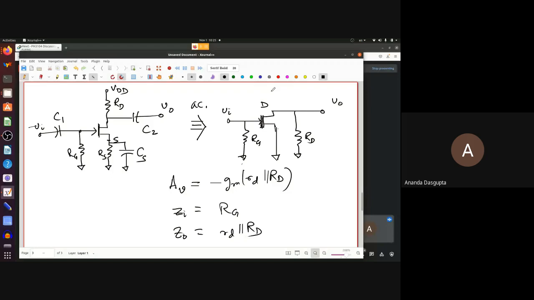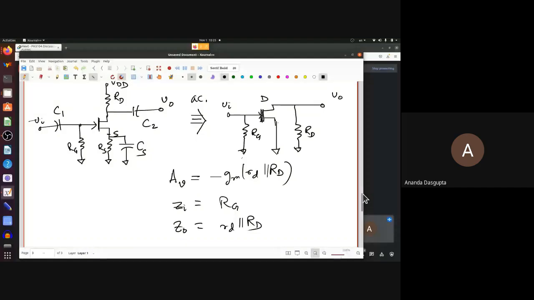Is it clear why you don't see small RD in this circuit yet? You will want to replace the FET by its effective equivalent circuit. Is this clear? Yes or no? Yes, sir. Well, when I say yes or no, I mean if it's not clear, please speak up.